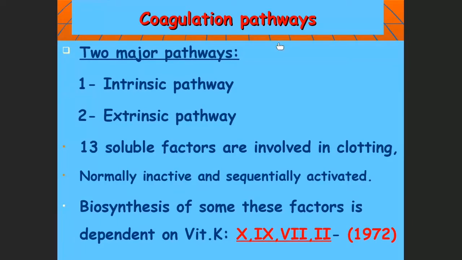The coagulation pathways. As you know, we have two major coagulation pathways. These are the intrinsic pathway and the extrinsic pathway, and they both meet in the common pathway at the end. The coagulation pathways are made up of 13 soluble coagulation factors, which are activated sequentially, and at the end, fibrinogen is converted into fibrin.